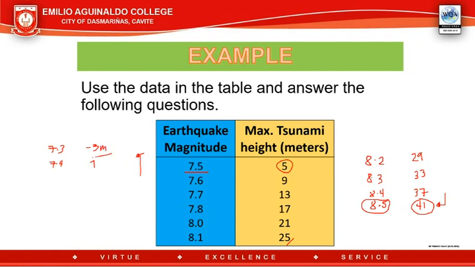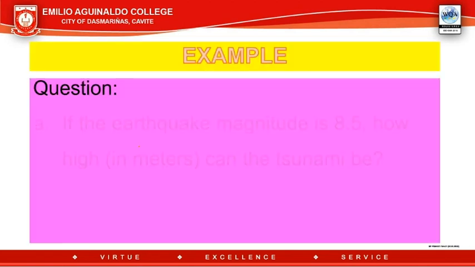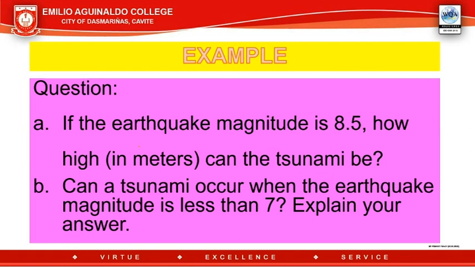And when it comes to tsunami, this is about the rise of the water above the sea level. It means that we cannot have a negative value. No, hindi pwedeng negative yung tsunami natin. Hindi pwedeng pailalim yung tsunami. So the answer will be no. So there is no tsunami if the magnitude is less than 7.